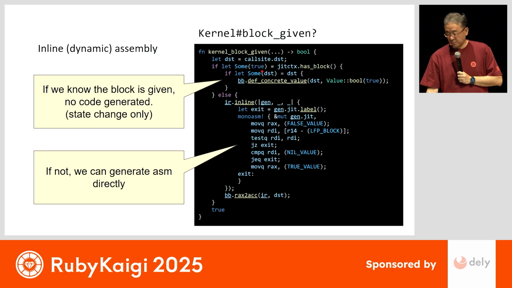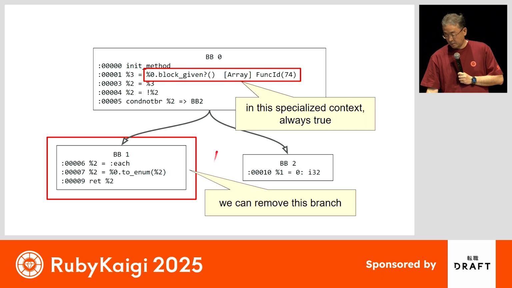And if we know the block is given in this specific specialization, no code is generated. Just change the state. If not, we can generate assembler directly. So in this specialized context, we know block_given? is always true. So we can remove these instructions and these conditional branches and this basic block itself.